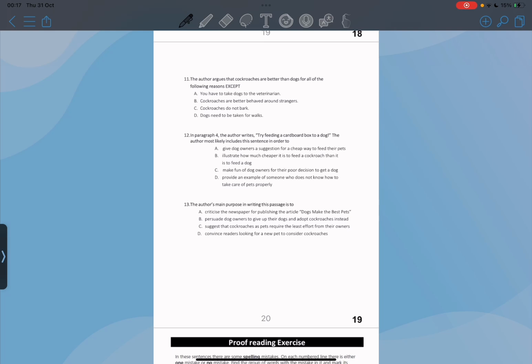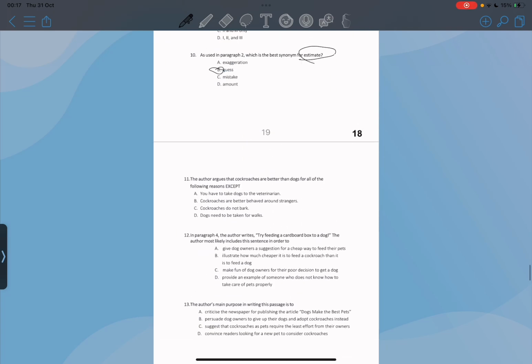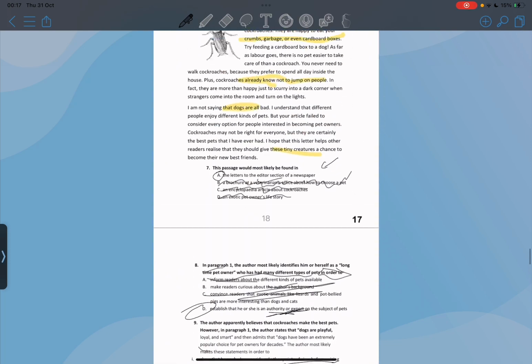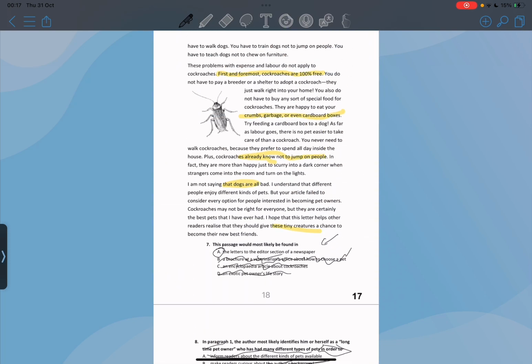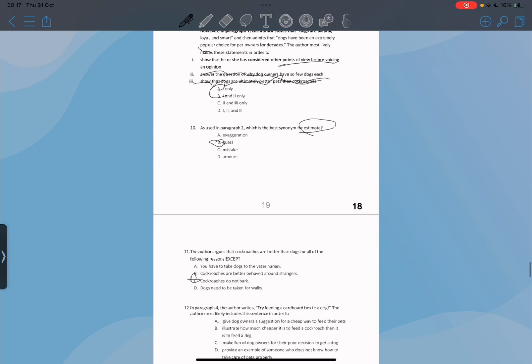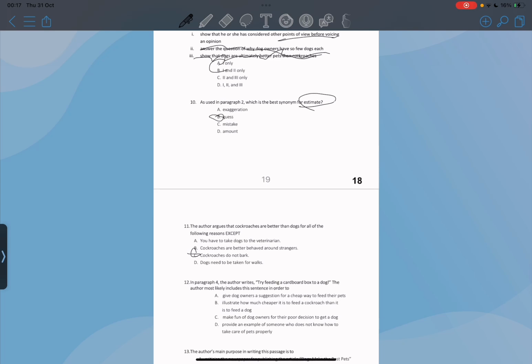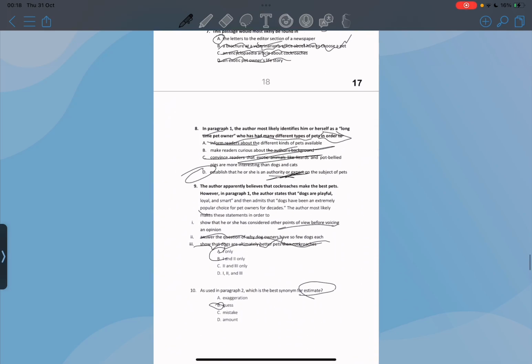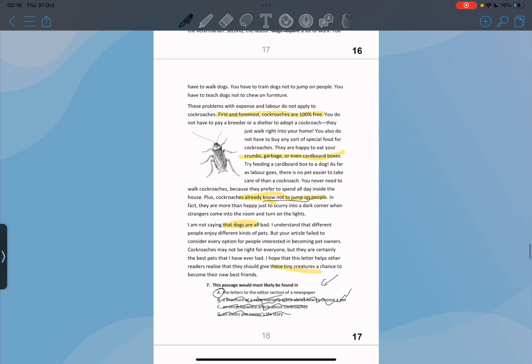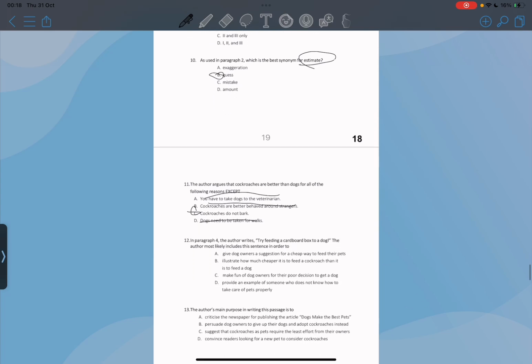Question 11. The author argues that cockroaches are better than dogs for all of the following reasons, except what? So it doesn't actually mention anywhere in the passage that cockroaches don't bark. It does mention that they don't jump on people, and that they don't have to be taken to the vet, and that dogs have to be taken on walks while cockroaches don't. These are all mentioned in the passage. Option C is not.